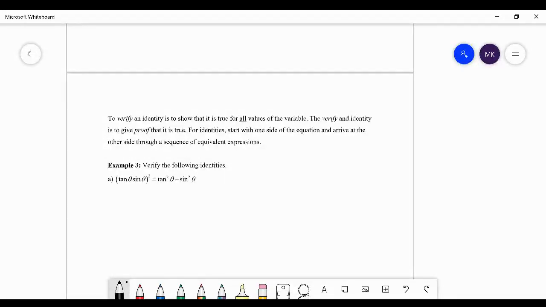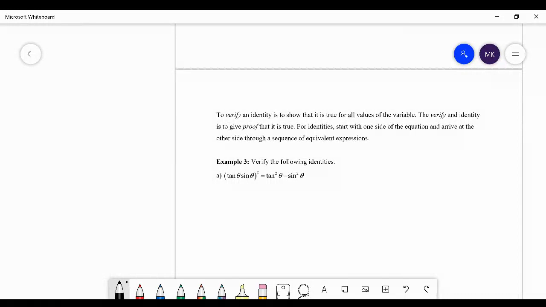So when you're trying to verify an identity, what you're trying to show is that no matter what value of theta you put in there, as long as it is defined, in other words, as long as that cosine or sine is defined for whatever you put in there, so you can't put in something that doesn't work, that identity will always be true. So if you think about something like x plus 2 equals 3, this is not an identity. This is not always true. This is only true when x equals 1. So that isn't something you could just show to be true all the time.